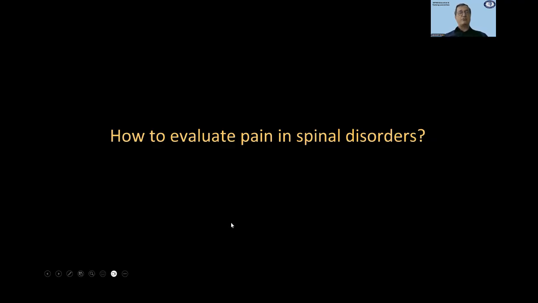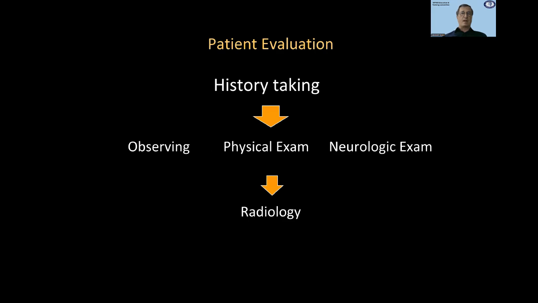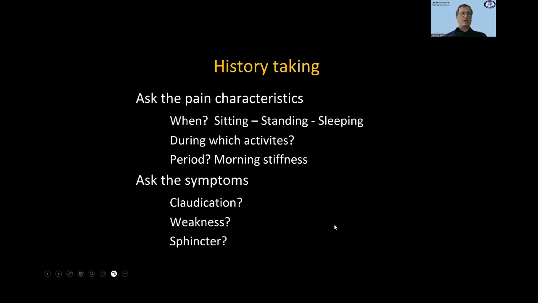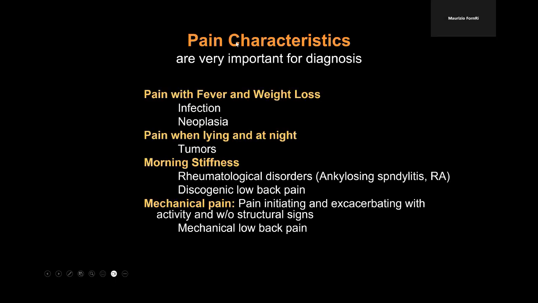So we have a big question: how to evaluate pain in spinal disorders. We can evaluate first by history taking, then physical examination, neurological examination, and then other investigations like radiology. In history taking, we must ask about pain characteristics: when, during which activities, the period, morning stiffness, and ask about other symptoms: claudication, weakness, sphincter problems, others. Pain characteristics will direct us: if there is pain with fever and weight loss, infection or neoplasia may be the reason. Pain when lying and at night, tumor. Morning stiffness, rheumatologic disorders as well as discogenic low back pain, and mechanical pain.